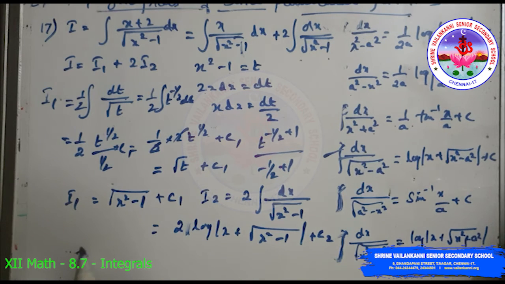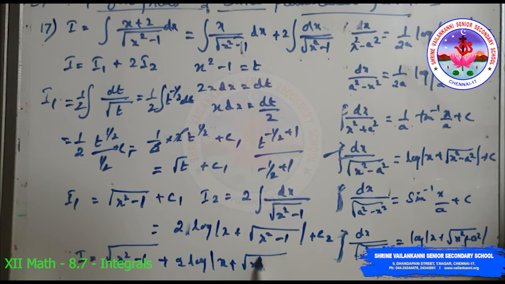So I equals I1 plus 2 into I2. I1 is root of x square minus 1 plus I2 is 2 log of modulus of x plus root of x square minus 1, and we can write this constant c1 plus c2 as some c. So I equals root of x square minus 1 plus 2 into log of x plus root of x square minus 1 plus c.